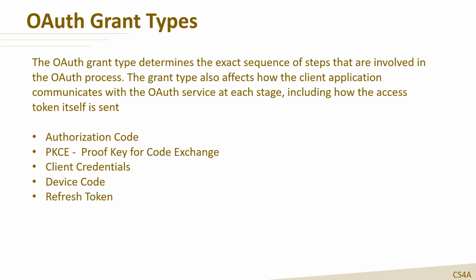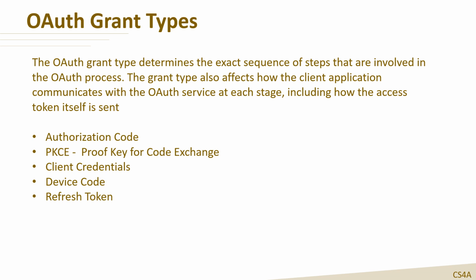And we'll see the grant type here. The grant type is the flow, the authorization process that the client application is going to use in its communication with the OAuth service. So here we have authorization code, and then authorization code with PKCE. PKCE is Proof Key for Code Exchange. And then client credentials, device code, and refresh token.